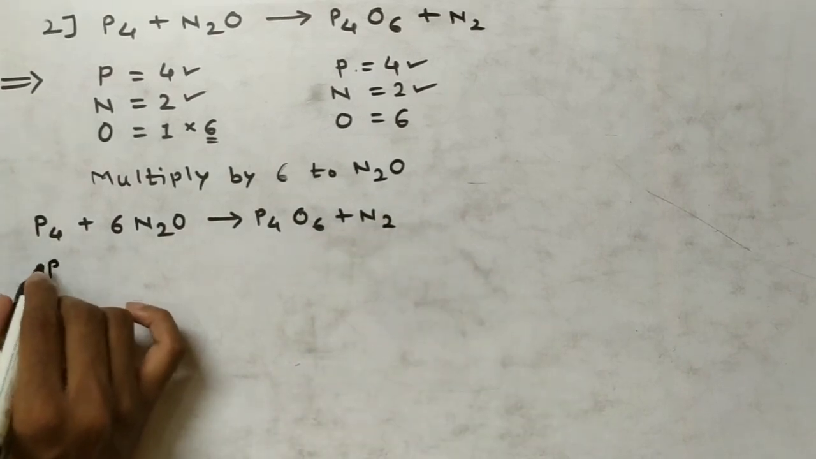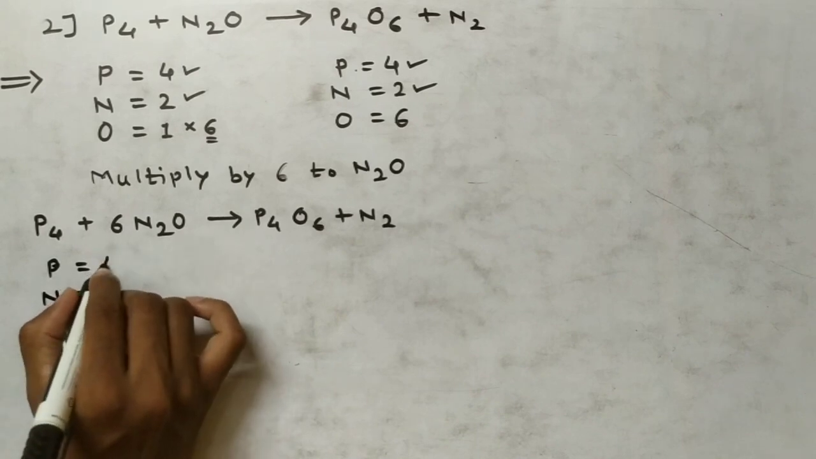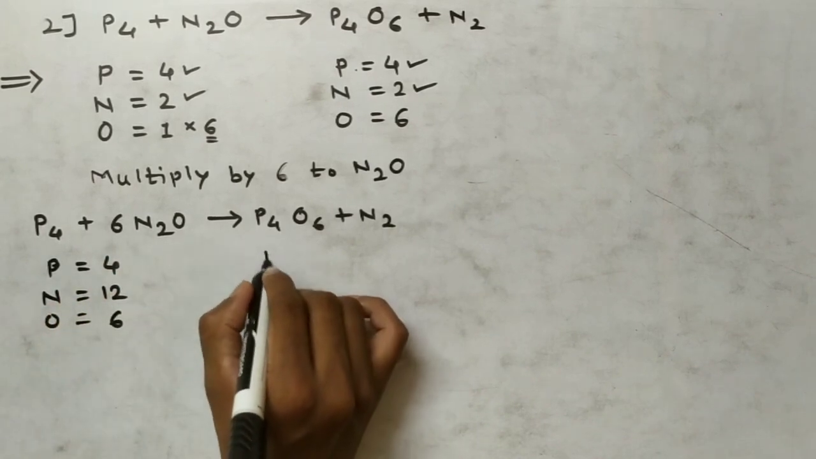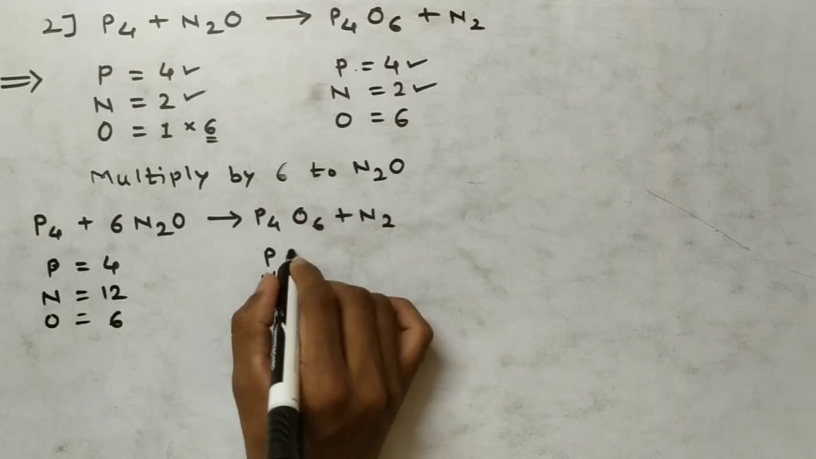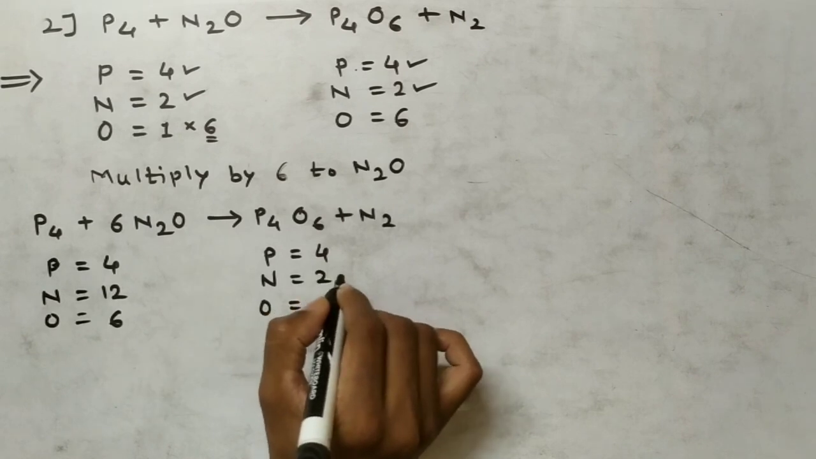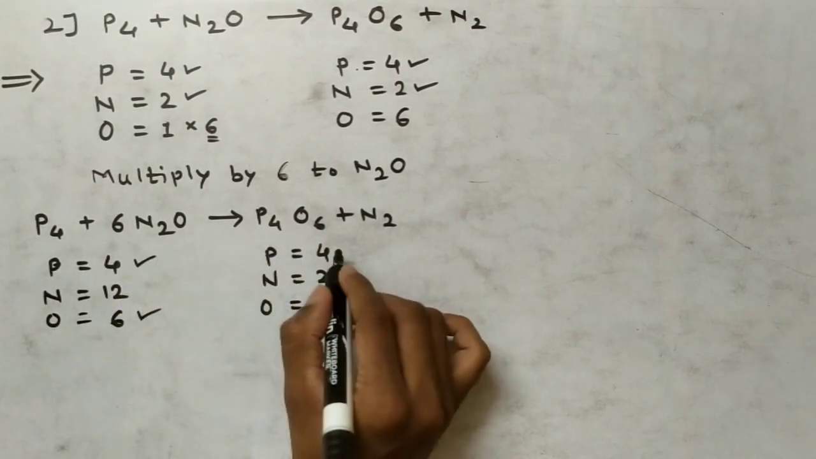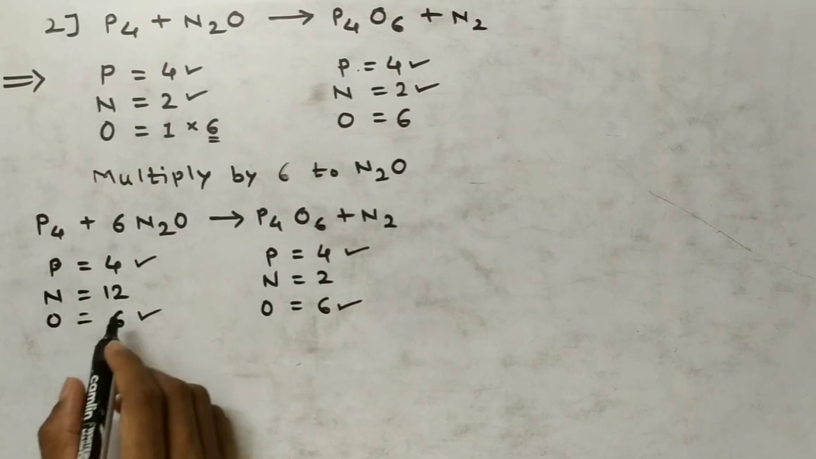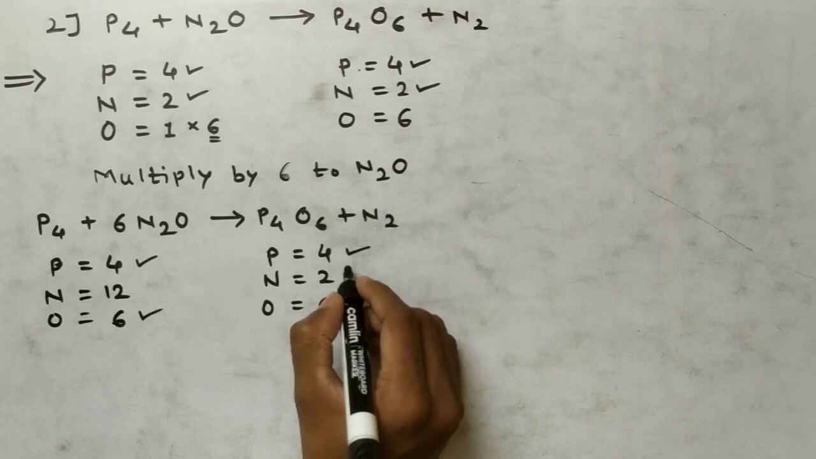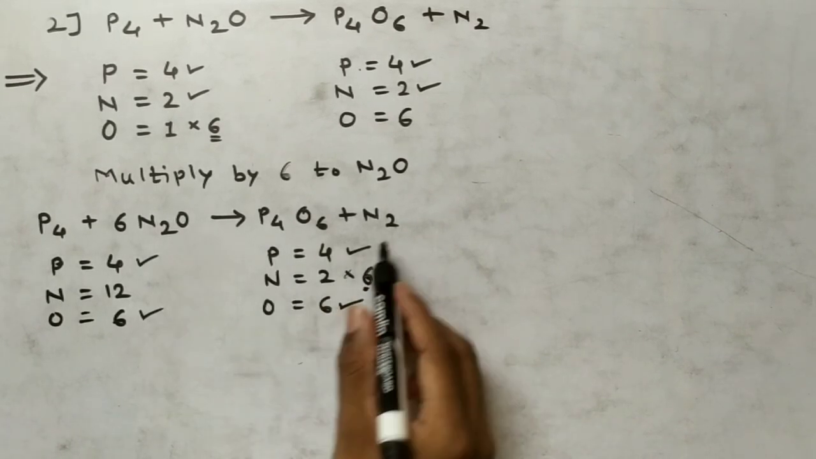Now again we will write down the number of elements. So number of phosphorus atoms 4, nitrogen atoms 12, oxygen atoms 6, and here again phosphorus atoms 4, nitrogens 2 and oxygens 6. Now the oxygen atoms are balanced and phosphorus are balanced. Now we have to balance the nitrogen atoms. So on the reactant side, nitrogen atoms are 12, on the product side they are 2. So if we multiply the nitrogen by 6, they will get balanced.